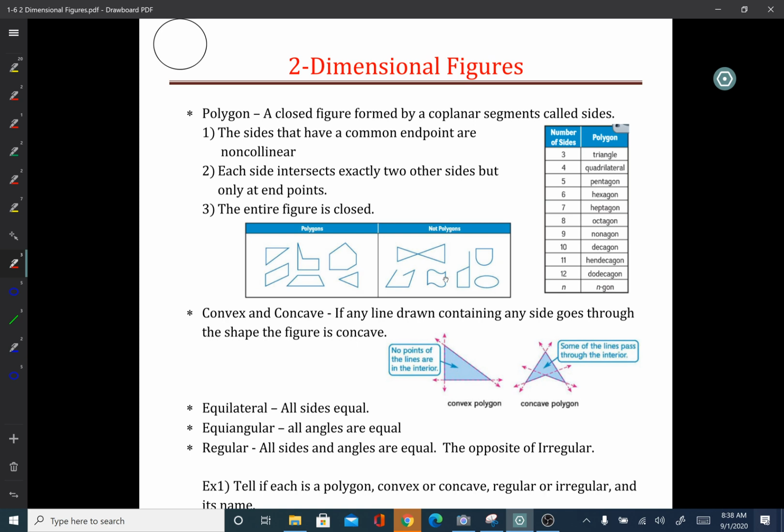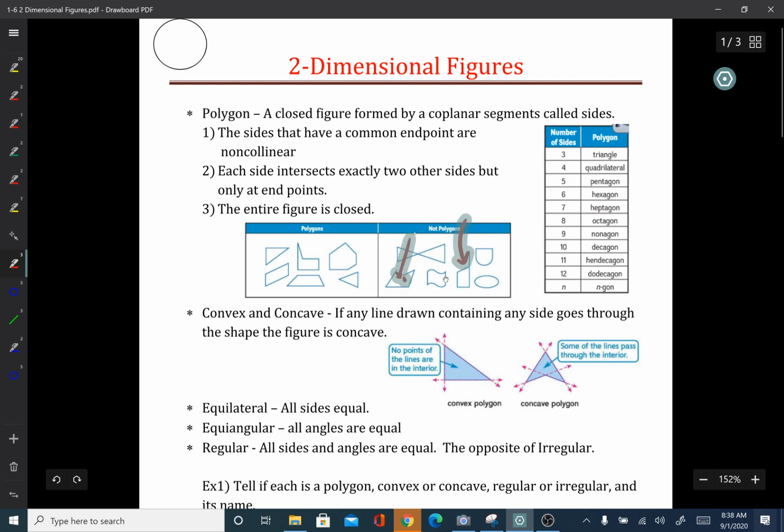This one right here, it's touching, see, 1, 2, 3 other sides. You could even say 4. So it can only touch two sides. And the entire figure is closed. See how it's not closed here? See how it's not closed here?